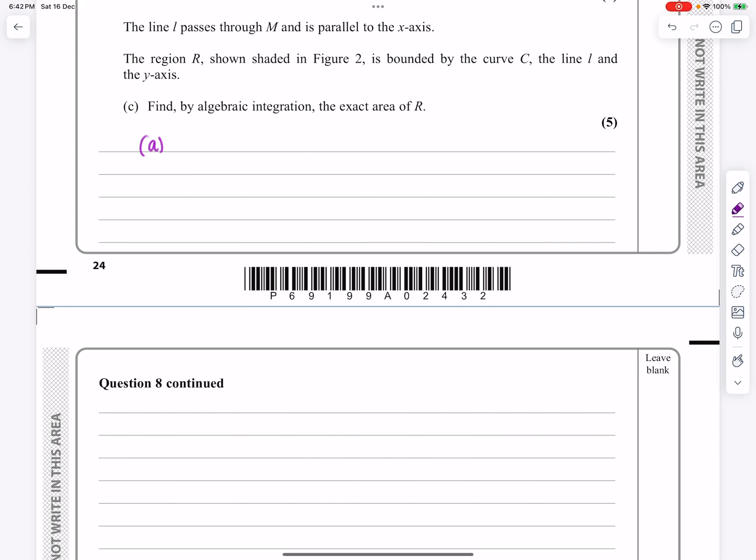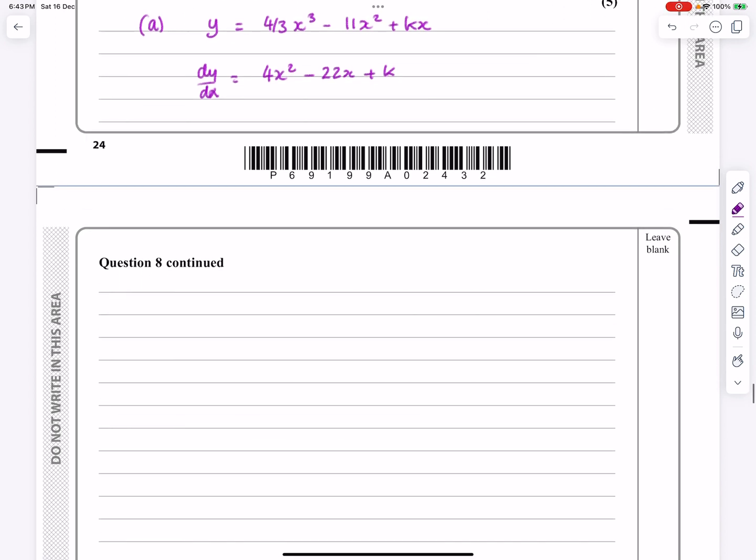So part A, it says y equals 4/3 x cubed minus 11x squared plus kx. And if I want a turning point, I'm going to do dy by dx first of all, differentiating. So multiply by the power, take 1 off the power. That's going to give me 4x squared. Multiply by the power, take 1 off the power, 22x. And then obviously the kx just becomes k. So that's my dy by dx.